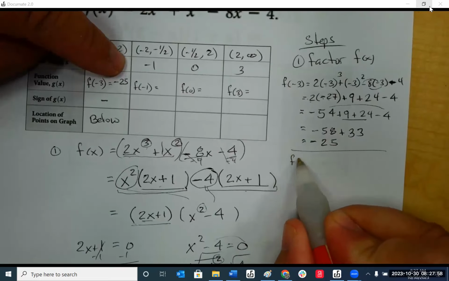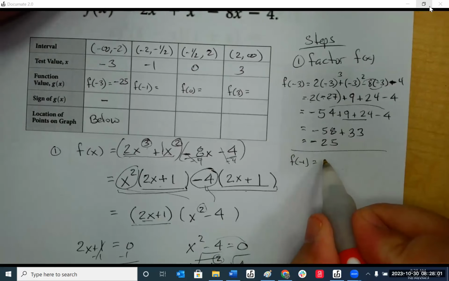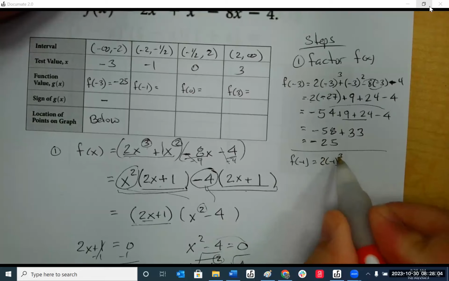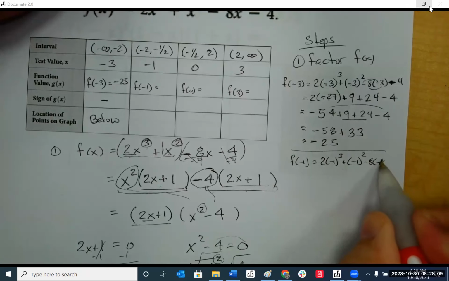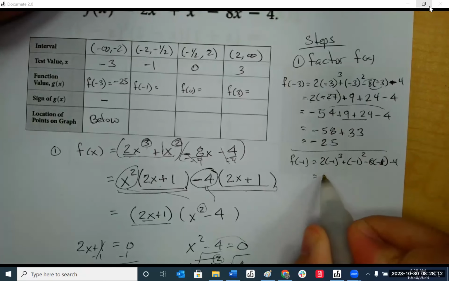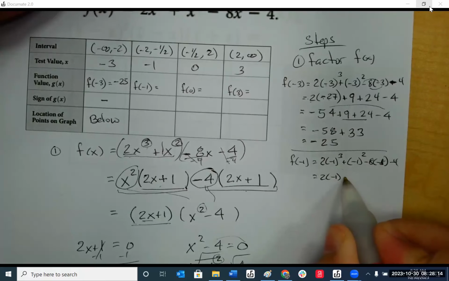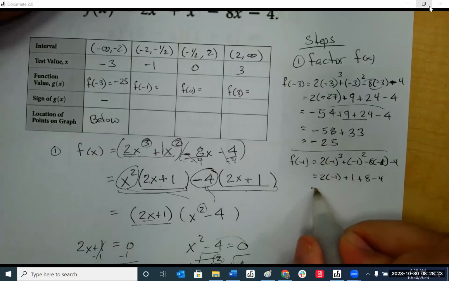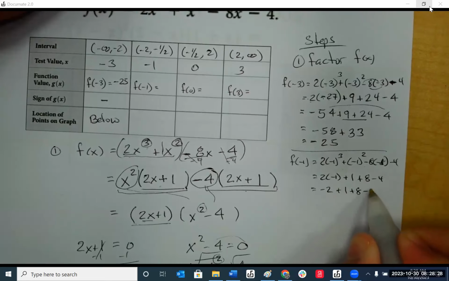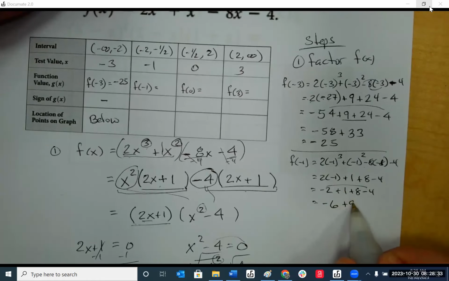At negative 1: 2 times negative 1 to the third plus negative 1 squared minus 8 times negative 1 minus 4. 2 times negative 1 is negative 2, negative 1 squared is 1. Negative times negative is a positive 8, minus 4. Negative 2 plus 1 plus 8 minus 4. Negative 6 plus 9 is positive 3.